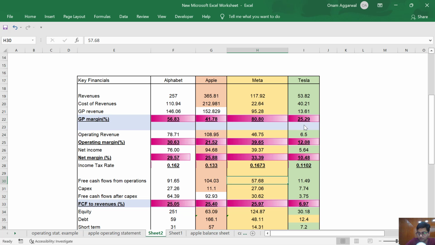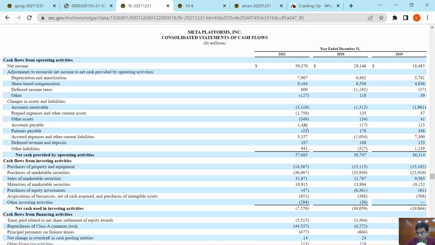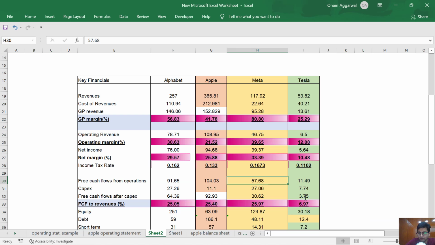Free cash flow from operations. We go to cash flows. $57 billion cash flow from operating activities minus 18.567 and 8.51 acquisitions. That gives me capex of 27.06. That gives me a capex of 19.41 and free cash flows of 38.27. Free cash flow to revenue is very, very high at 32%, again higher than Alphabet and Apple actually.